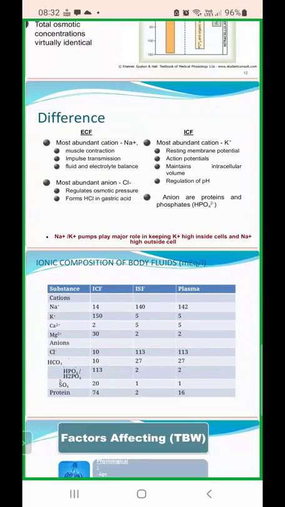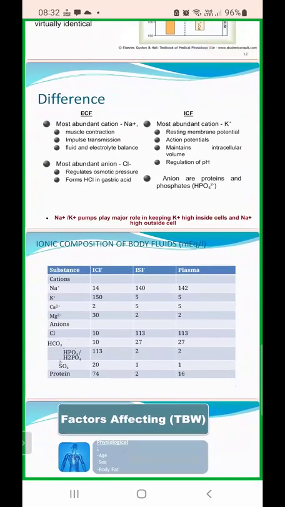Now, sodium is required for muscle contraction, for impulse transmission, and for the maintenance of electrolyte balance, while potassium plays a dominant role in resting membrane potential, action potential, and maintains the intracellular volume as well as the regulation of pH. The most abundant anion present in ECF is the chloride ion. It regulates the osmotic pressure and forms HCl in gastric acid. The anions in intracellular fluid are proteins and phosphates.